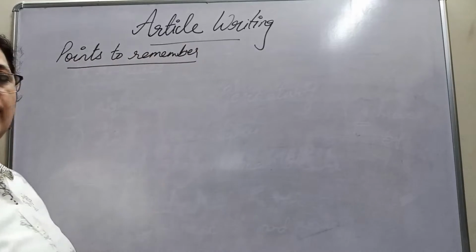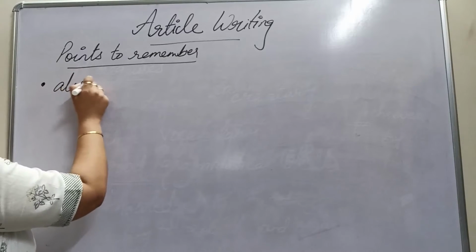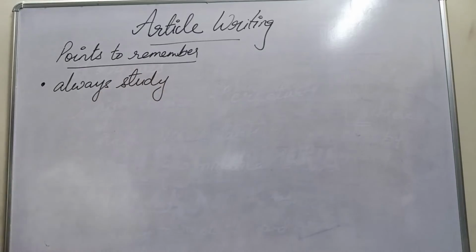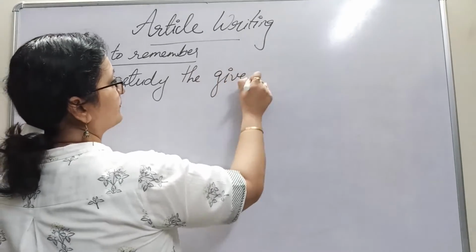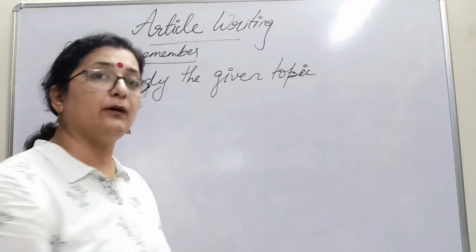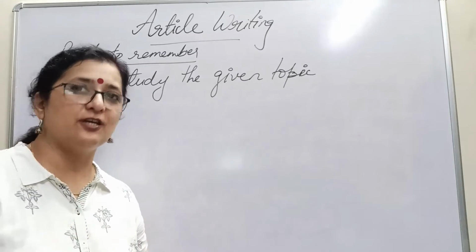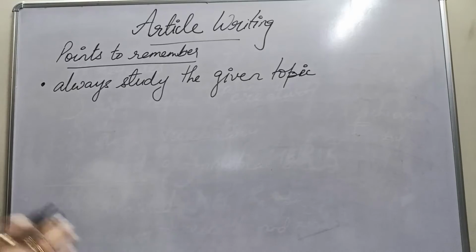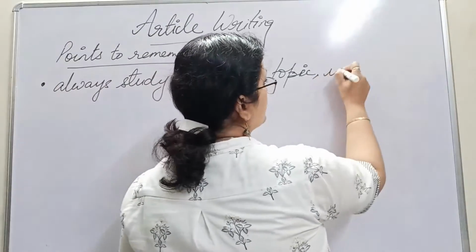Our first important point that is required for article writing is: always study the given topic. Whatever topic has been given to you, you have to study it very thoroughly. You have to assemble a lot of points for that. You have to research the topic which is given, and then organize and write it. So the first important point here is always study the given topic or information.